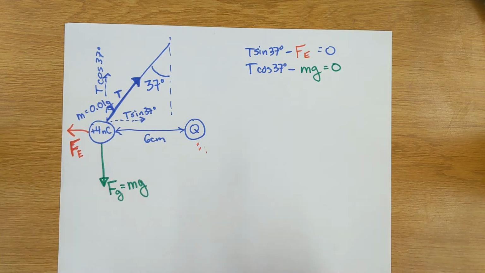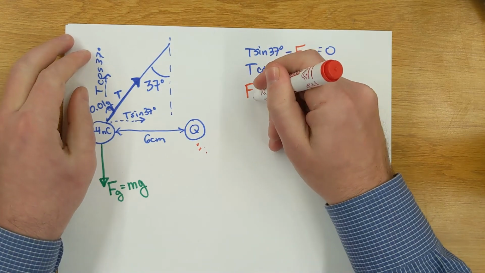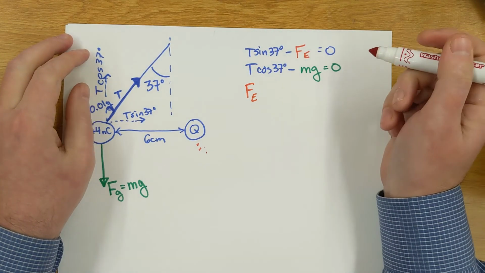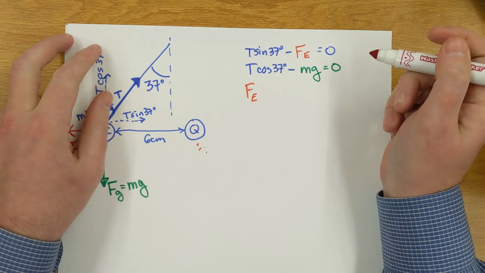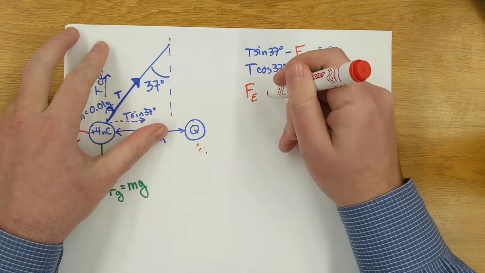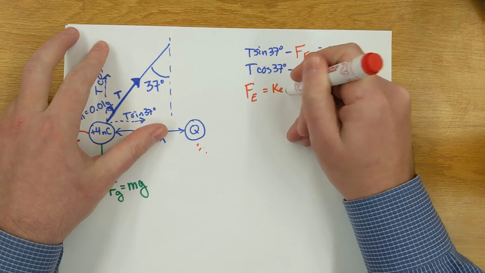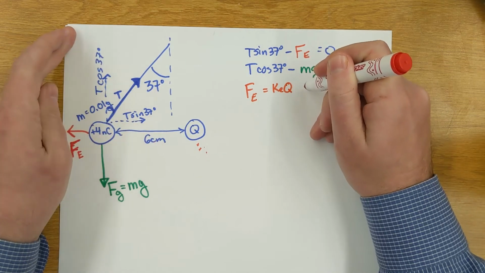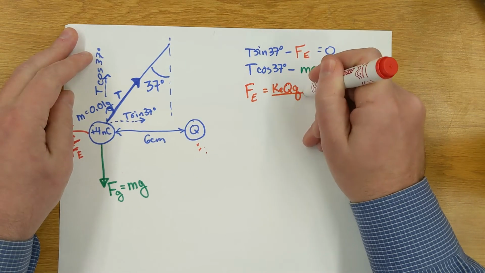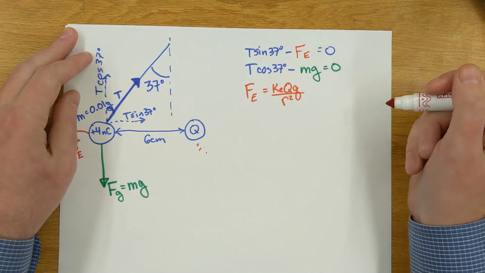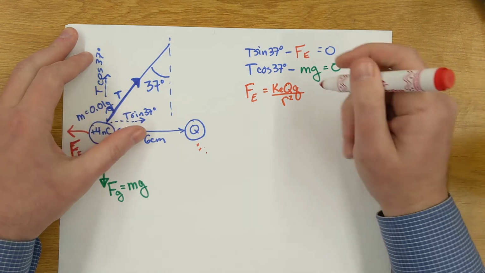Well, we're going to use Coulomb's law here to figure that out. The electric force depends on the size of both charges and their distance from each other. So how do we go about that? Let's see. It is equal to the Coulomb constant, Ke, times the first charge times the second charge, divided by the distance between them, remembering to use SI units.